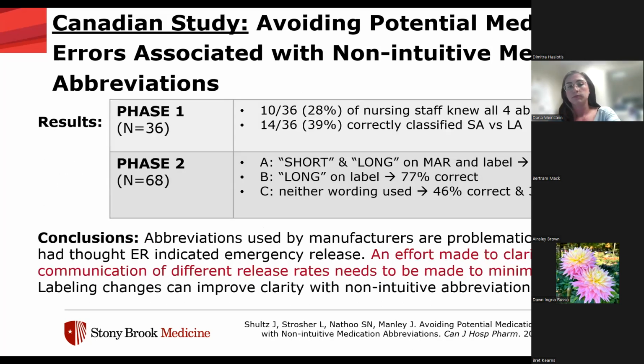medications. So as for the results, as you can see from phase 1, about a quarter of the nurses knew all 4 abbreviations, and slightly more were able to classify it as short or long acting. Now for the phase 2 data, it proved that it was helpful when the words short and long were used in combination with the pictures and the order shown. And essentially the conclusion of this study was that abbreviations are problematic. Many of the nurses had thought that ER actually meant emergency release instead of extended release. And overall, an effort does need to be made to clarify the communication of different release rates.